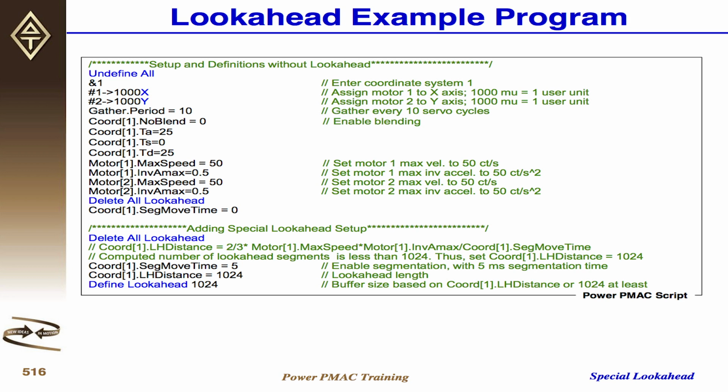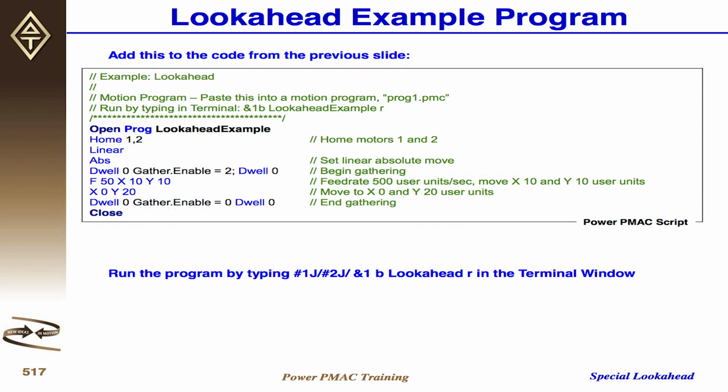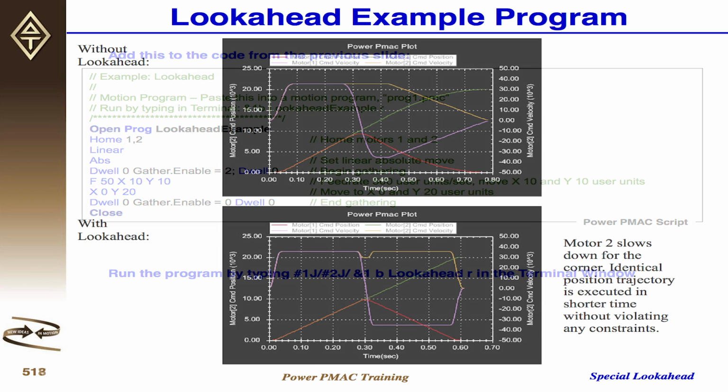Once we run this little program with the lookahead, it's the same as this profile. Homing motors 1 and 2, linear absolute mode, starting the gathering with feed rate 50, X10 Y10, X0 Y20, same profile, and then stop the gathering. And then when we plot it, this is without the lookahead.